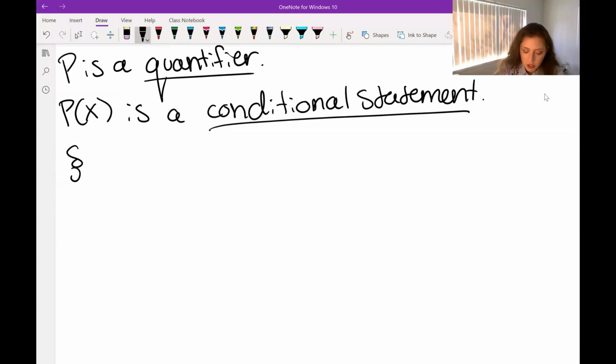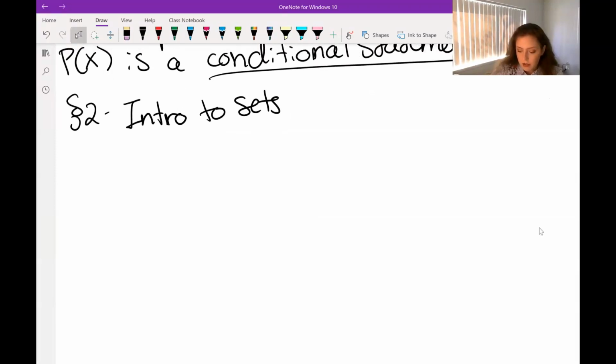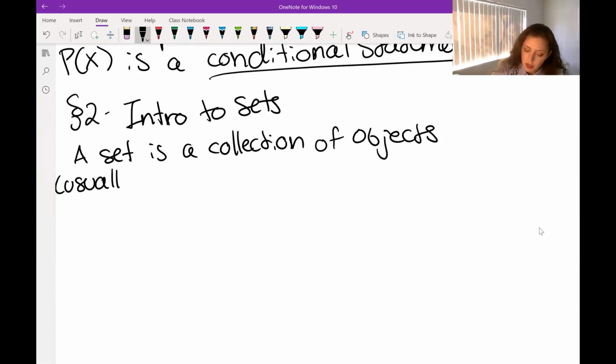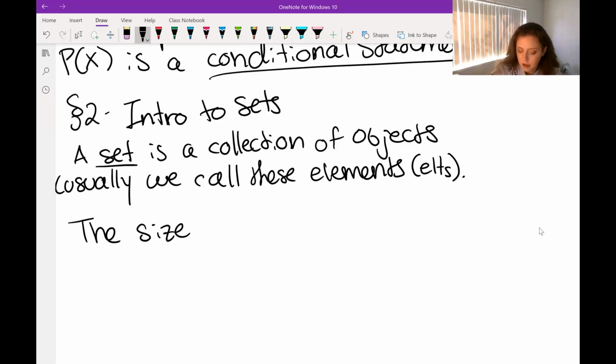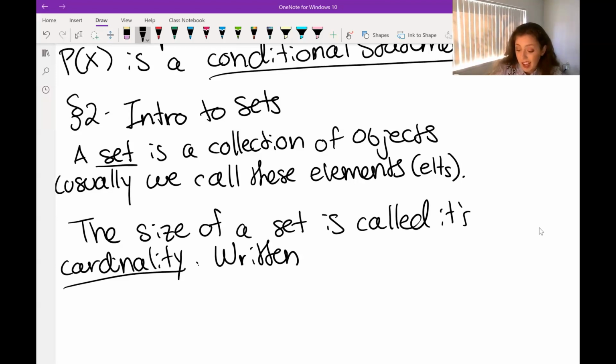So now I'm going to go into section 2 and call this Intro to Sets. So how I'm going to define sets is a set is a collection of objects. Usually we call these elements. Sometimes I shorten elements to ELTS, or ELT for element. The size of a set is called its cardinality. And this is written for a set A, let's say. We would write that. And so you just count up how many elements it has in it. And if the cardinality is less than infinity, then we call it a finite set.